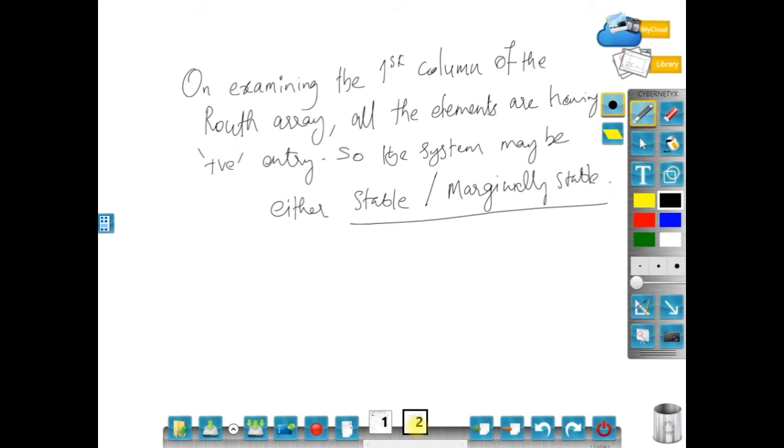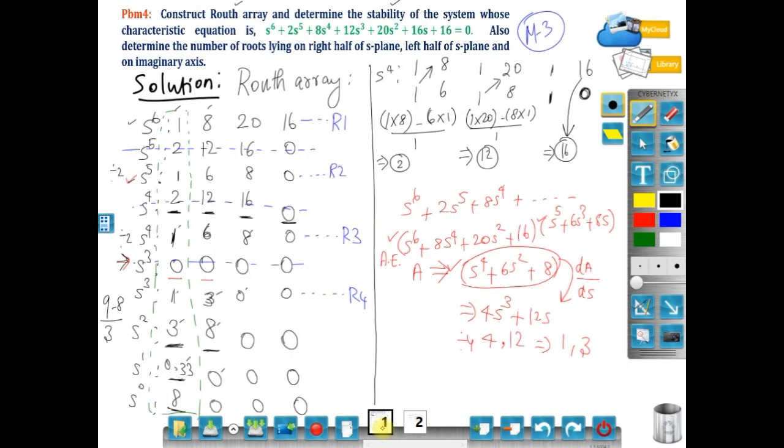How to finalize whether it is stable or marginally stable? We have to find the roots, where we got stuck at this particular place. S power 3 place itself we got stuck. So take the auxiliary equation before that. I mean this equation we have to reconsider and solve, I mean S power 4 plus 6 S square plus 8. We have to find out the value of S in that equation. By analyzing this S value, we can conclude whether the system is stable or marginally stable, right?